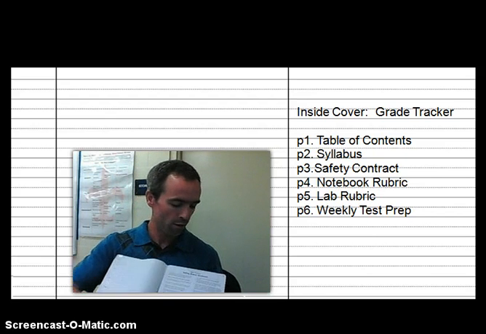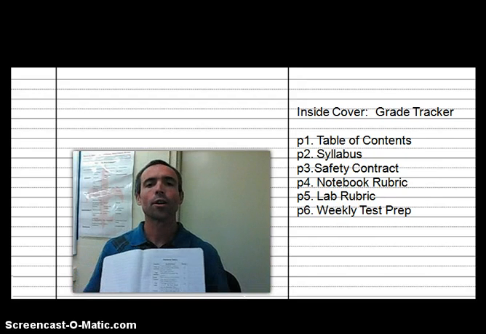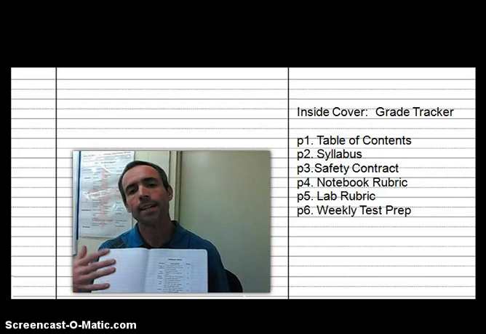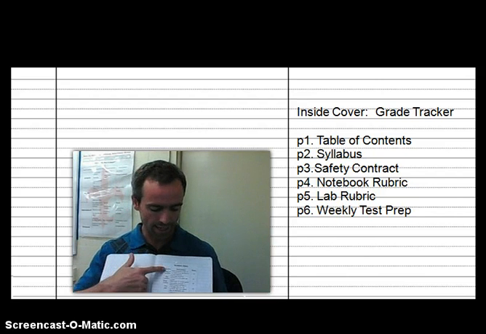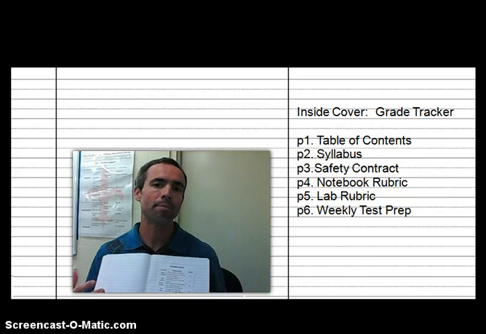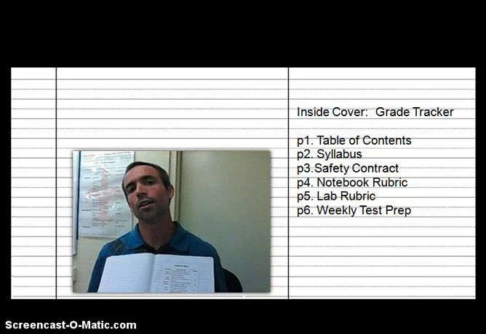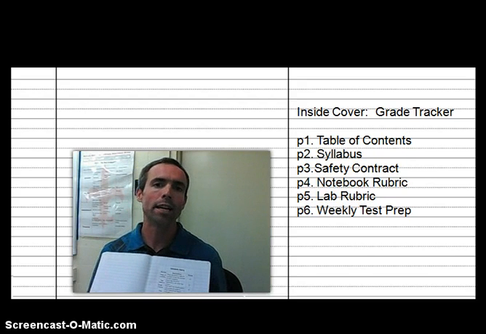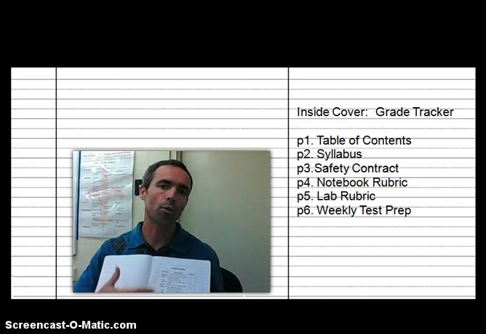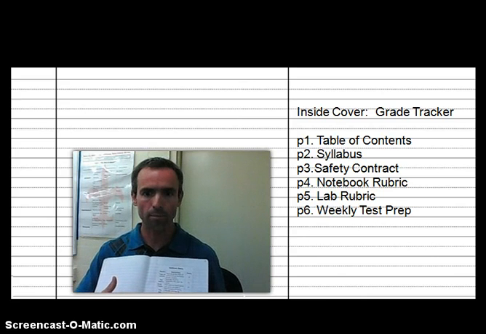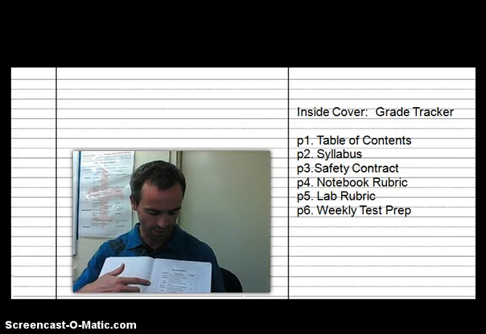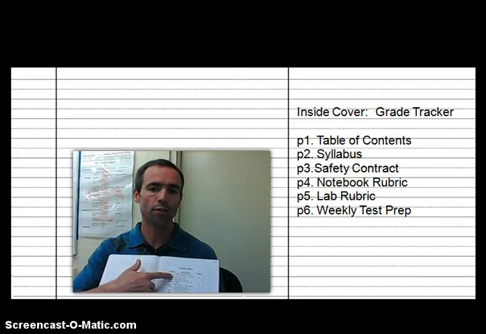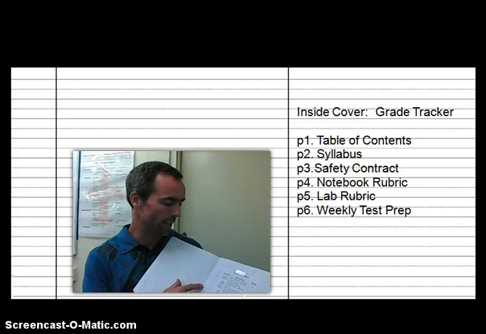So that's page 3. On page 4, we have the notebook rubric. Okay, so the notebook rubric basically lays out for you step by step what you need to do to have a good notebook grade. Basically with the notebook, I collect the notebook after every major unit and then I grade it according to this rubric. So if you look closely at the rubric, we've got updating your table of contents, for example. If you update your table of contents, you get 3 points.